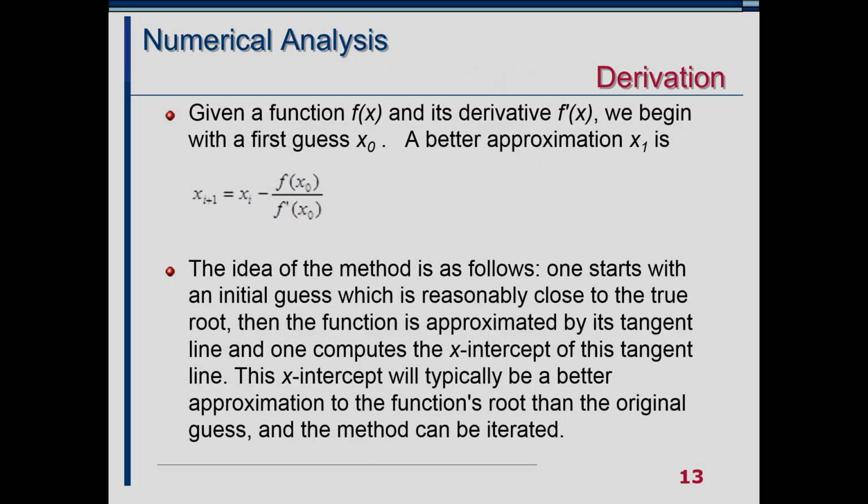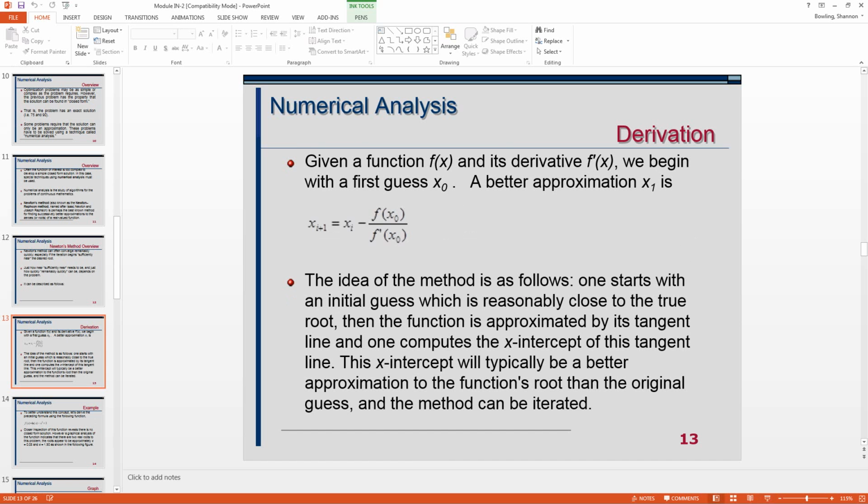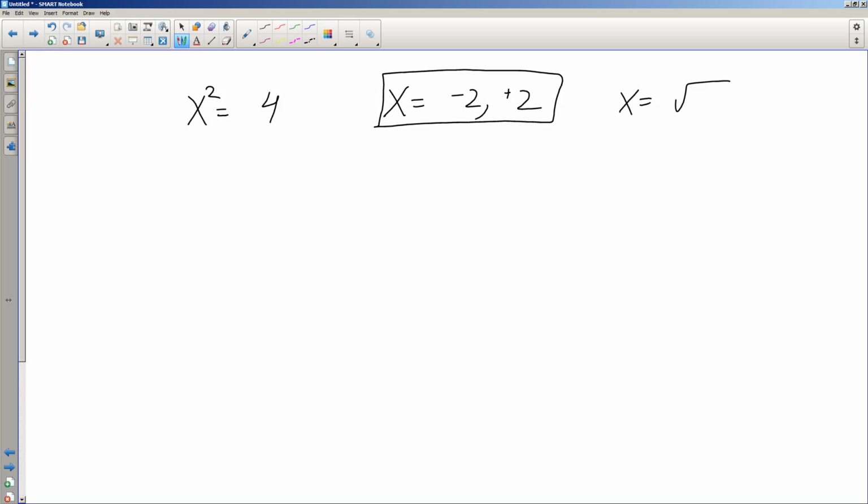Before I get into the details, here's what I want to ask you. I want to pose this particular question. Let's suppose that you're given this problem, x squared is equal to 4. Okay? What is the value of x? Well, x is going to be equal to negative 2 and positive 2, right? So x is just going to be equal to the square root of 4, which has 2 roots.